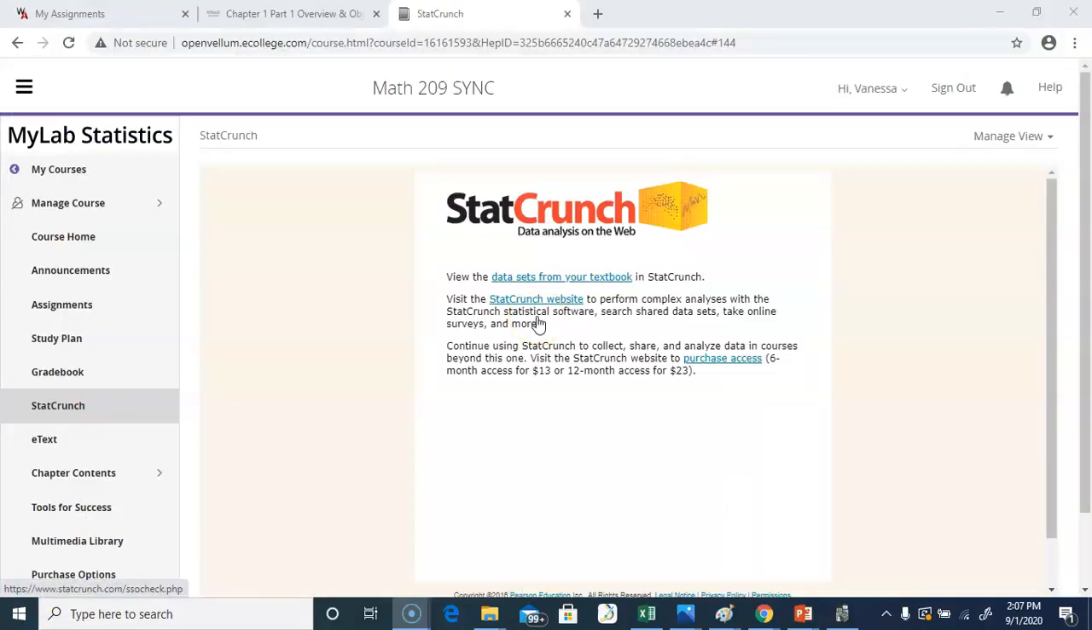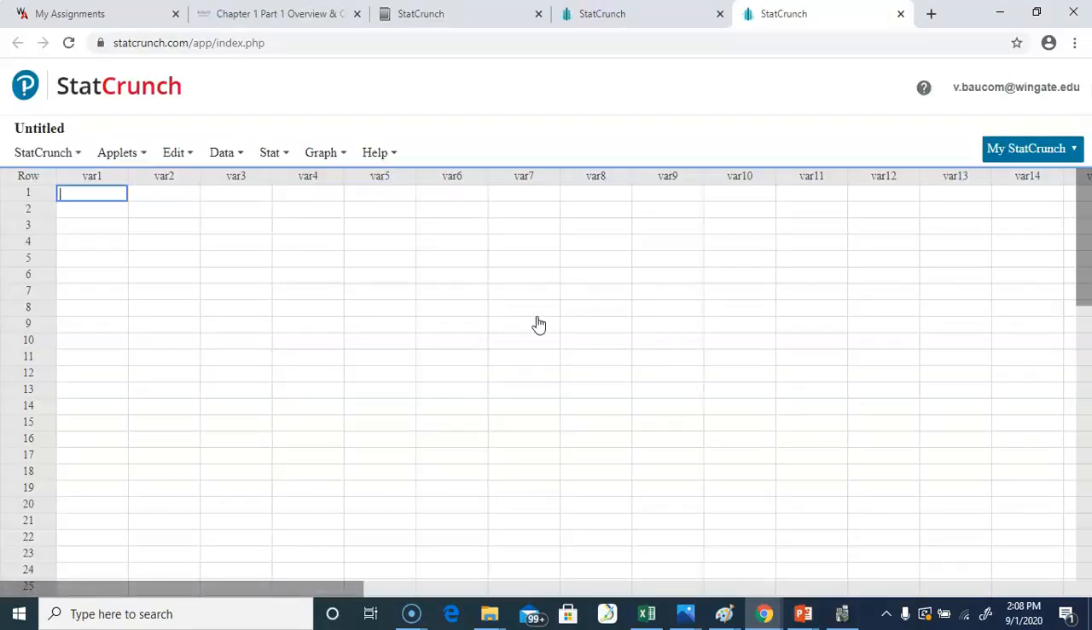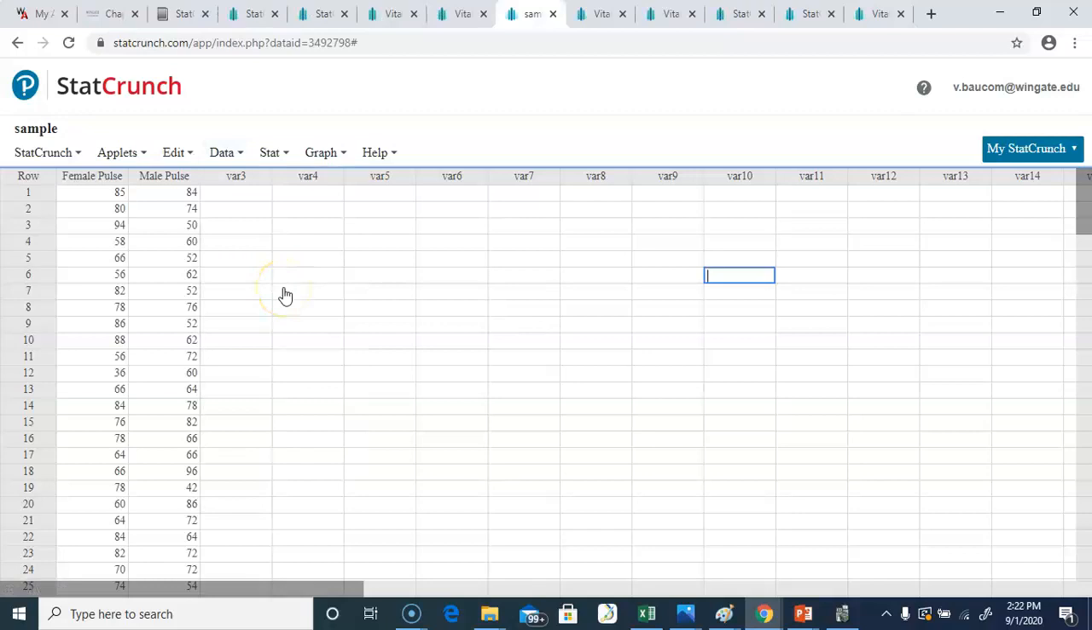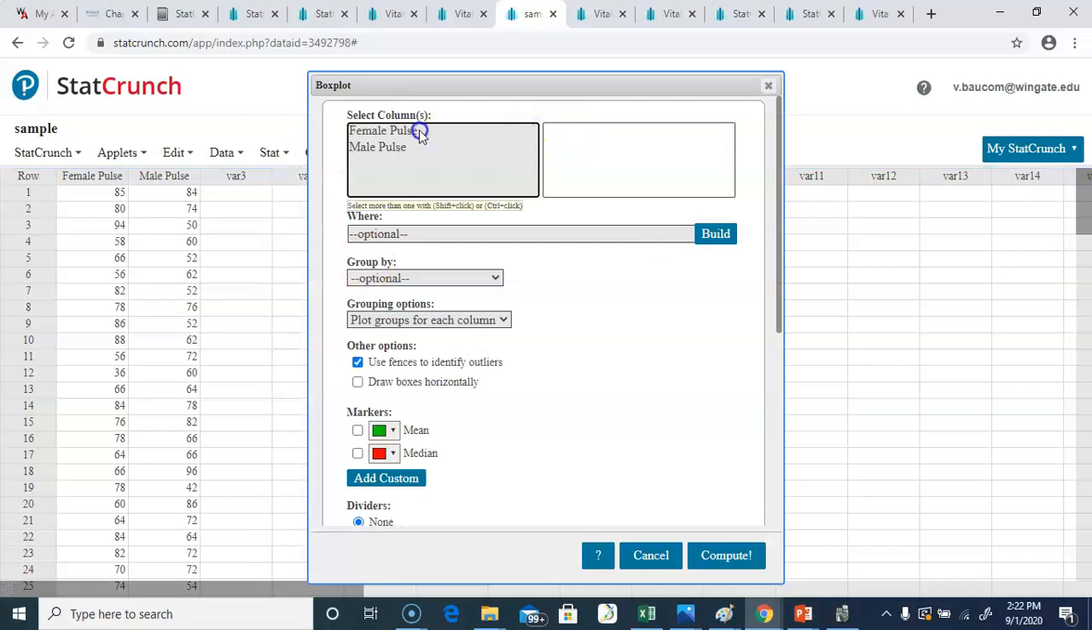So over on MyStatLab, if you go to your StatCrunch, open StatCrunch. Okay, here I've pulled up a sample of data that I want us to take a look at graphing the box plot using StatCrunch. If you go to graph and then over to box plot, and then I want us to actually choose both of these. So if you do control and then click each one of these, that's going to allow us to graph those.